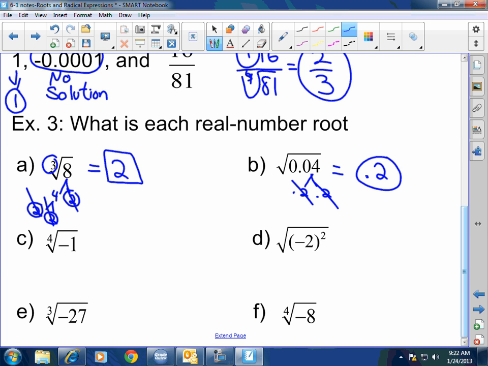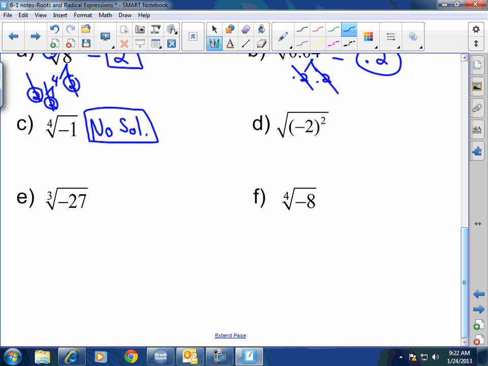What's the fourth root of negative 1? Not possible. No solution. Actually, there is a solution, but it's not real. We're looking for real roots. Okay, this is a very good one. D, what's the square root of parentheses negative 2 squared?